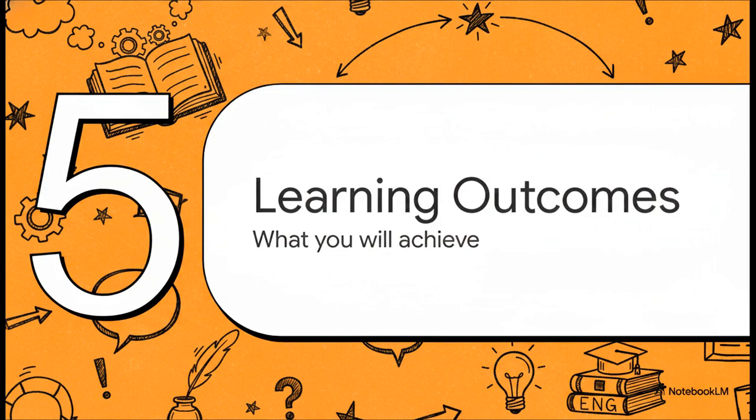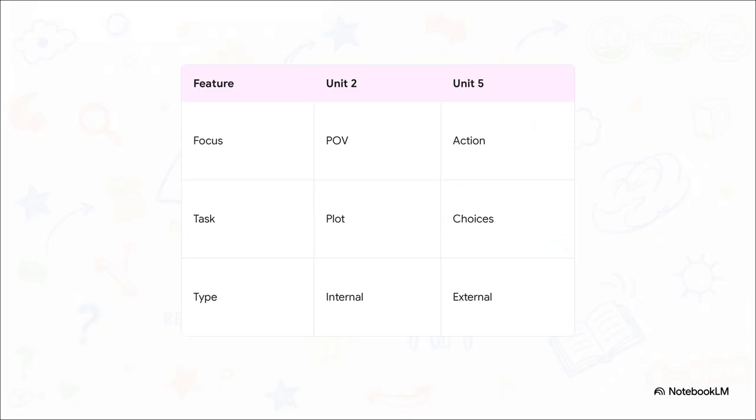Let's bring it all together in Section 5, Your Learning Outcomes. To summarize what we've covered today, when it comes to how we learn about characters, Unit 2 short stories rely on character change and narrator POV, while Unit 5 drama relies on dialogue and stage directions. Your core task goes from tracking plot and conflict on a page to supporting performance choices for a stage. And the analysis type shifts from internal motivations to external actions.